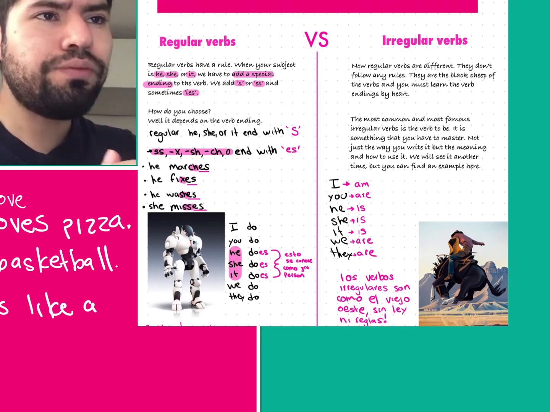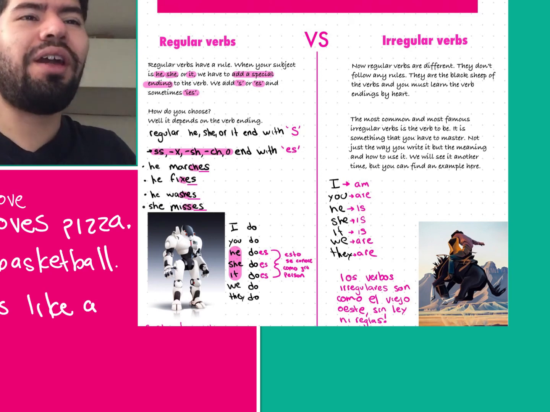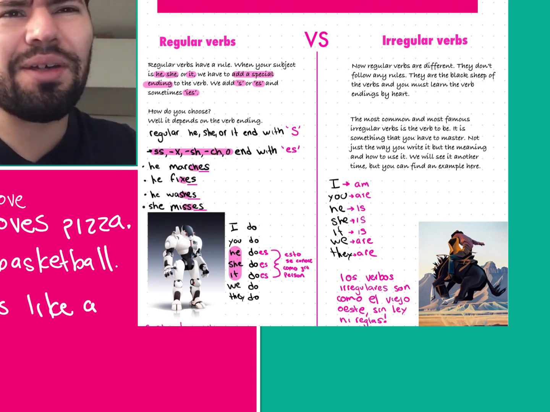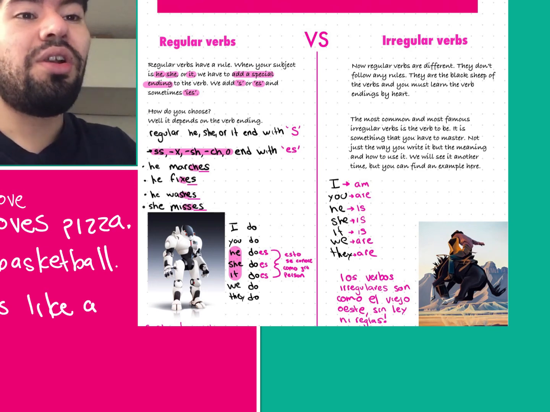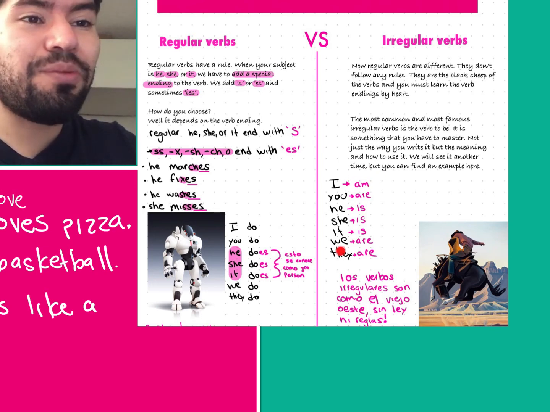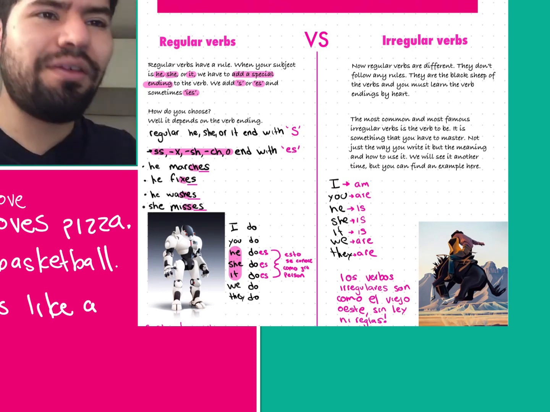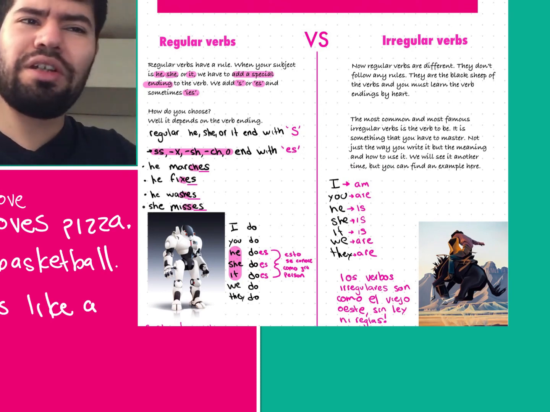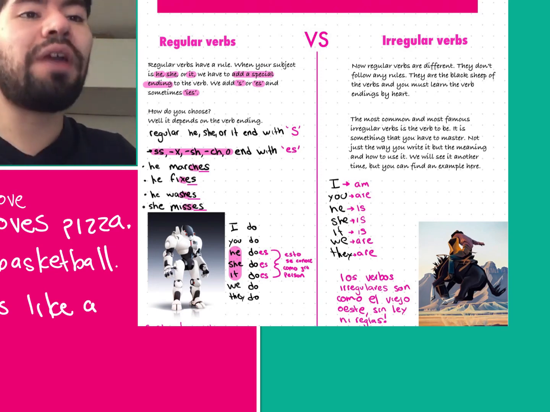So you can think of them like they're the black sheep of the verbs. No one likes them, but they're still part of the family. No one likes them because you have to memorize them, and that means that you have to learn how they are spelled, all of them. Now, it's not that big of a deal, guys. It's fine. You can remember this. But the most common and most famous irregular verb, without a doubt, is the verb to be.